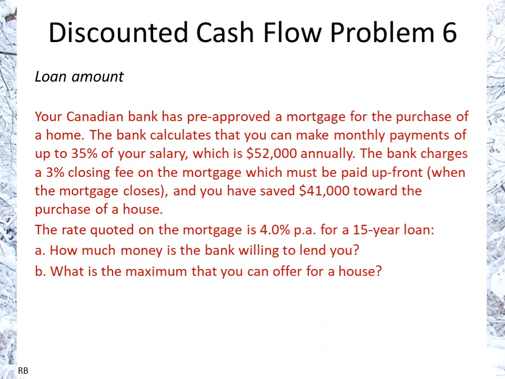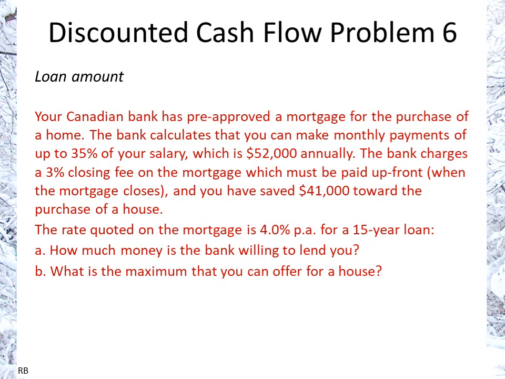Discounted cash flow problem 6. Your Canadian bank has pre-approved a mortgage for the purchase of a home. The bank calculates that you can make monthly payments of up to 35% of your salary, which is $52,000 annually. The bank charges a 3% closing fee on the mortgage, which must be paid up front. In other words, when the mortgage closes, you have saved $41,000 towards the purchase of a house.